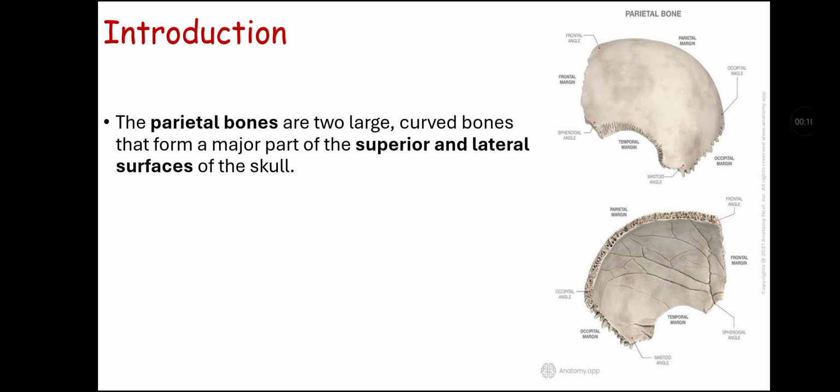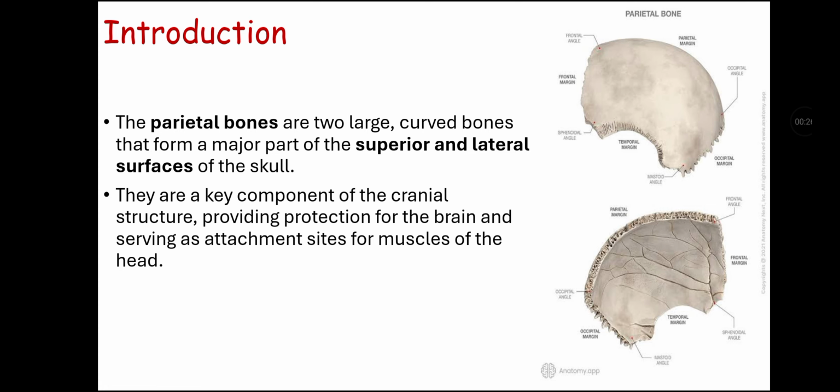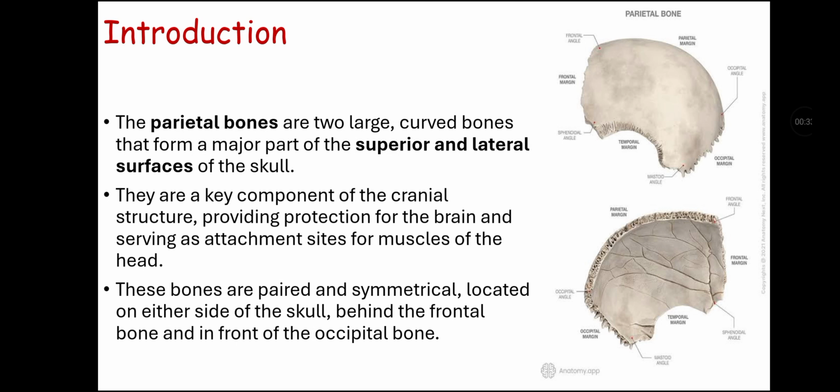Parietal bones are two large, curved bones and form the major part of the superior and lateral surface of the skull. They are key components of cranial structures, providing protection for the brain and serving as the attachment site for muscles of the head. These bones are paired and symmetrical, located on either side of the skull, behind the frontal bone and in front of the occipital bone.